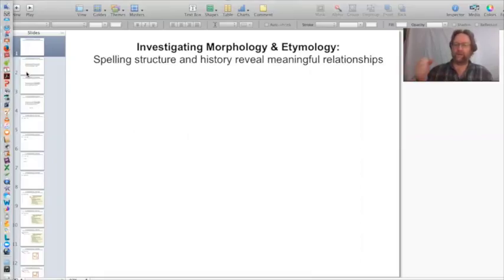The title here is: investigating morphology and etymology, where spelling structure and history reveal meaningful relationships. Understanding the difference between current English spelling structure and historical structure can't be overemphasized. You'll hear many people in the community talk about the difference between synchronic and diachronic etymology, and these are things that we have to get our heads around.